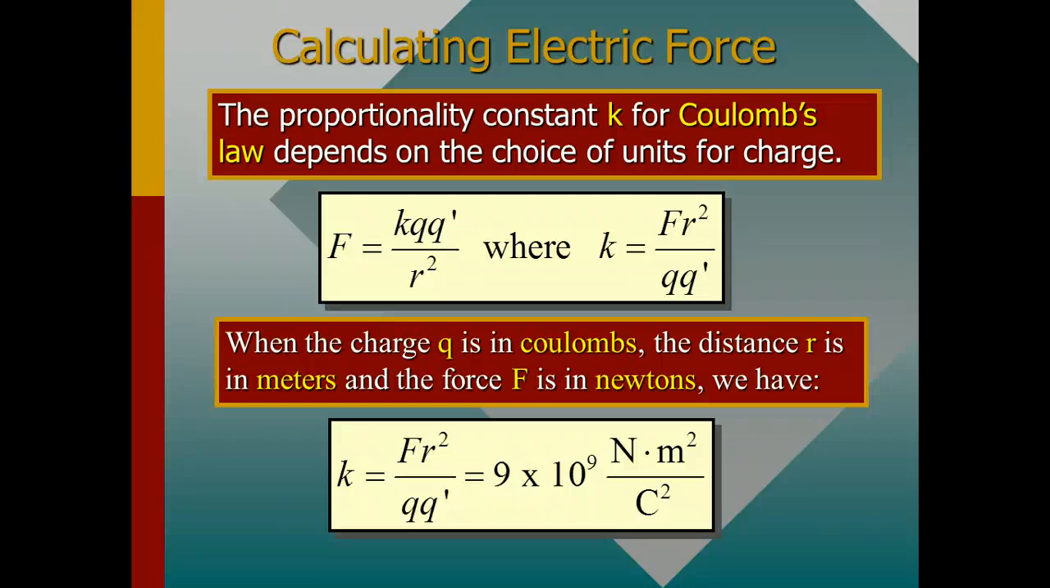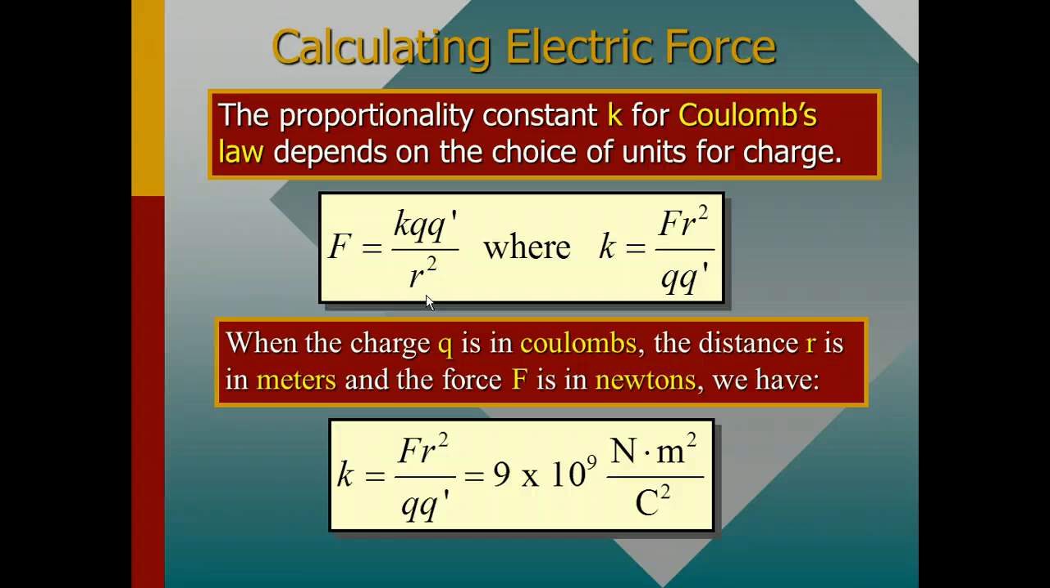So I know I mentioned that in class last time. 9 times 10 to the ninth is our proportionality constant, which means that if we were to take this equation here, k q q prime over r squared, we would have k being 9 times 10 to the ninth as our value. And the units for that are Newton meter squared per Coulomb squared. This equation is remarkably similar in function to Newton's law of gravitation.